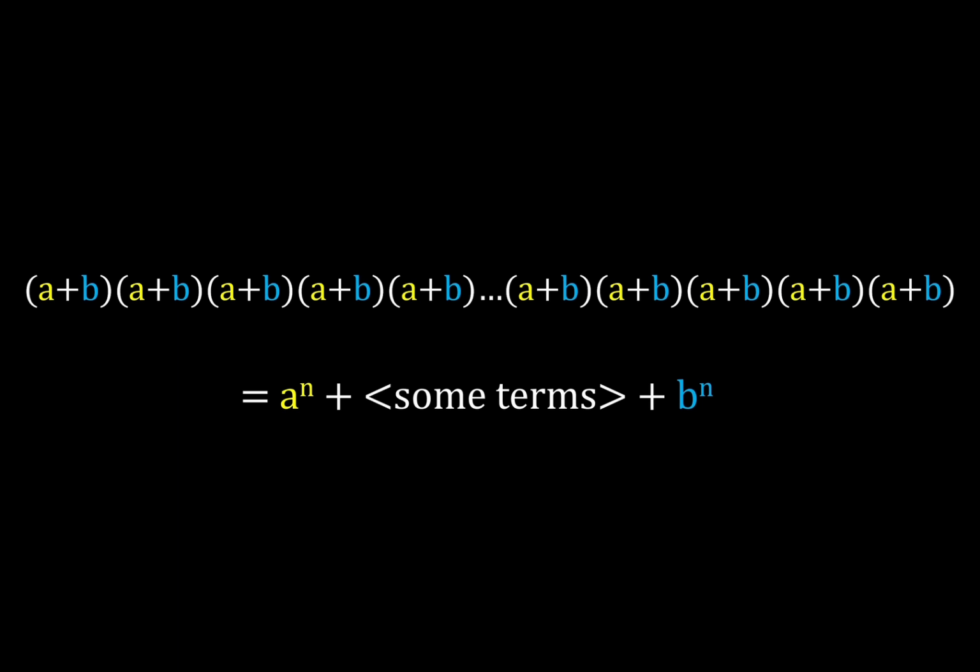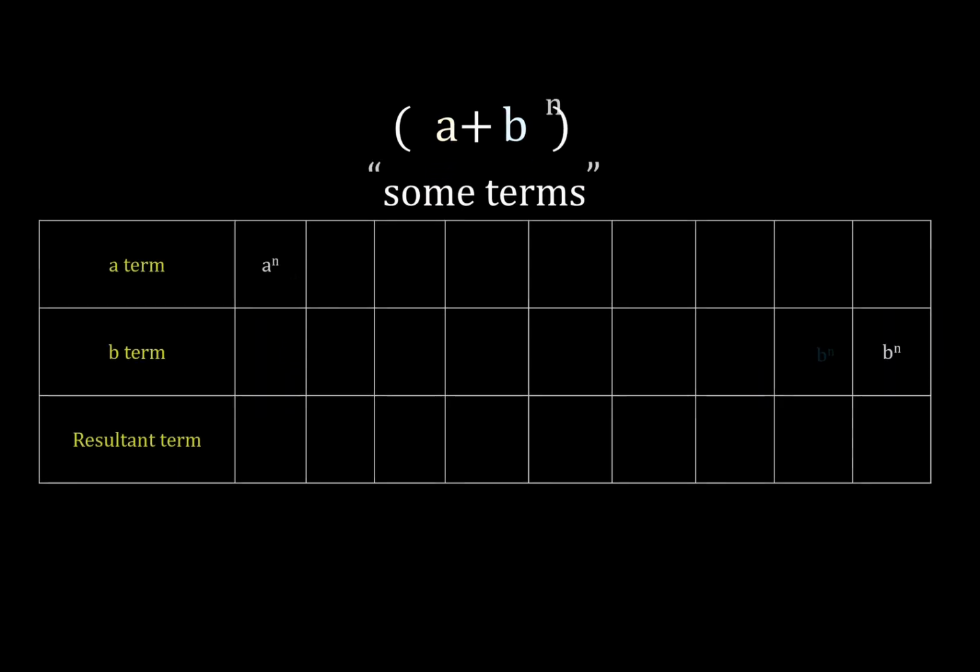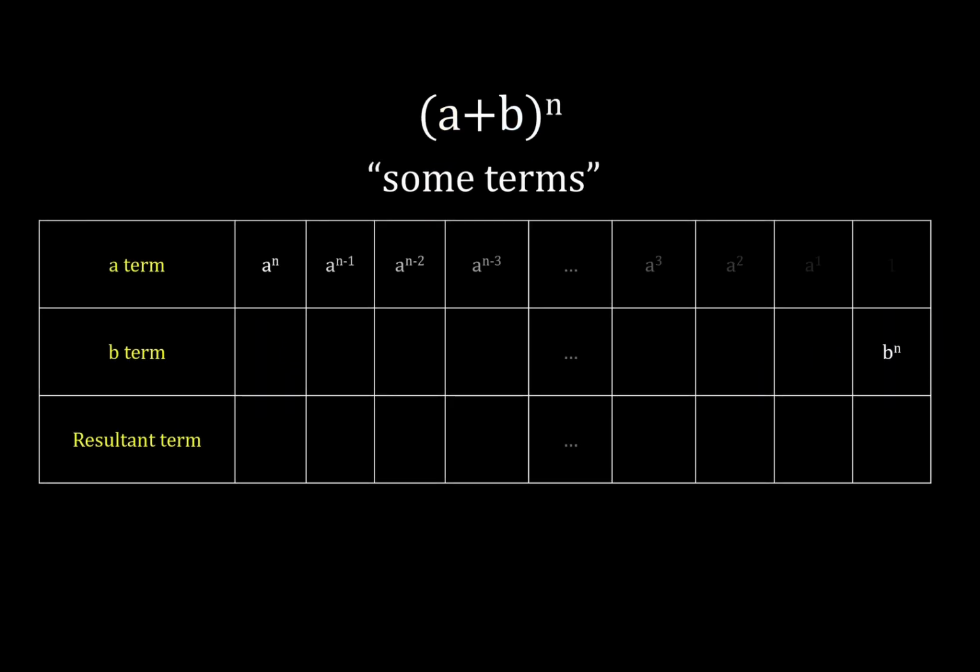Thinking about it logically, these terms come from multiplying all the a terms in the expansion and all the b terms. For the middle, we follow a simple pattern. For a, we decrease the power by 1 each time, giving us a to the n minus 1, a to the n minus 2, a to the n minus 3, and so on, until we reach a to the power 0, or 1. For b, we increase the power by 1 each time, starting from 1, or b to the power 0. This gives us b to the power 0, b to the power 1, b to the power 2, etc. until we hit b to the power of n. These are all terms in the expansion.